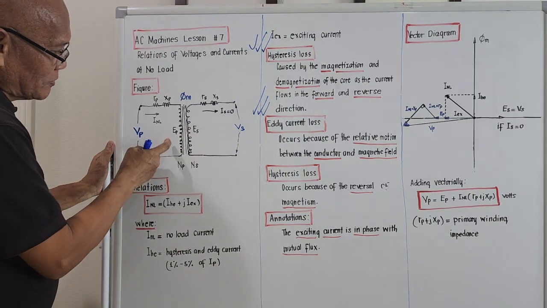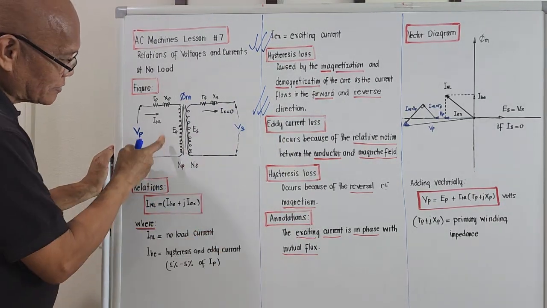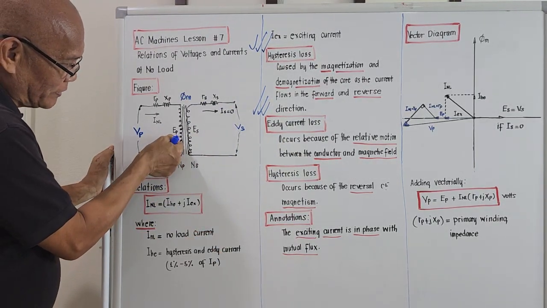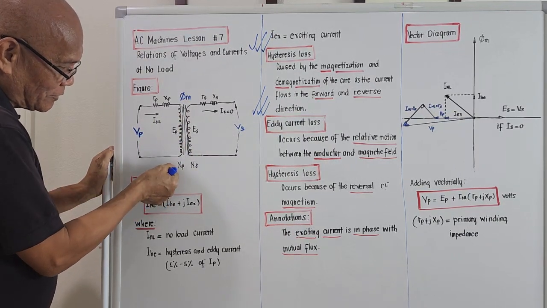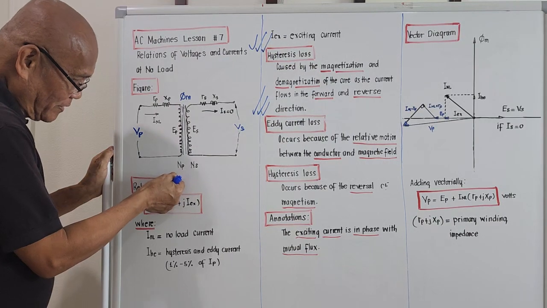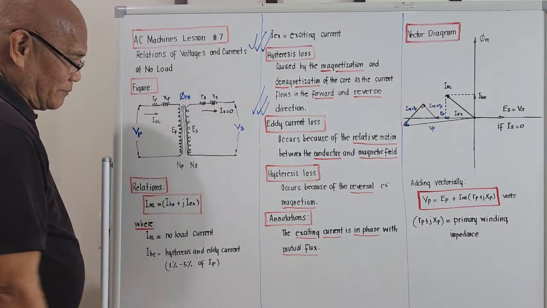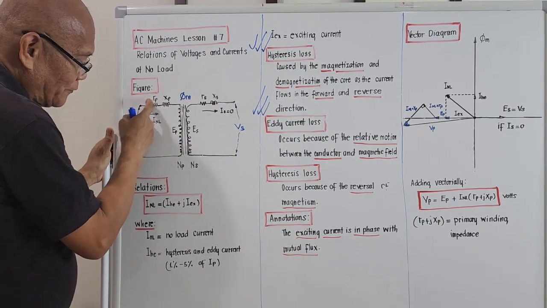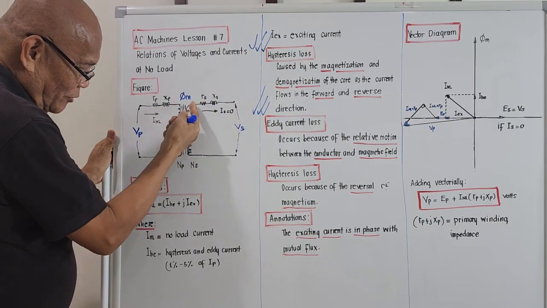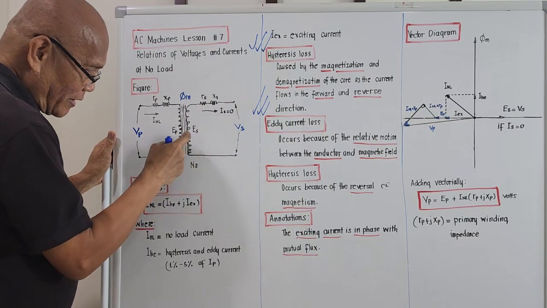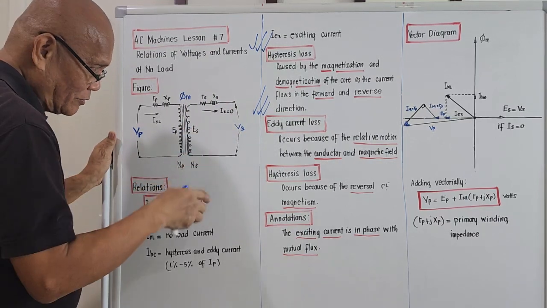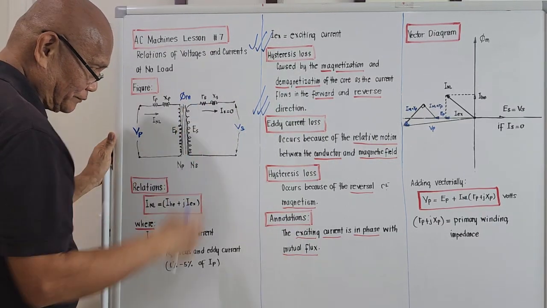The induced voltage on the primary winding is designated as capital letter E with the subscript P, and the total number of turns on the primary will be capital letter N with the subscript P. For the secondary side, it's the same. Instead of RP, it will be RS, because there is also a winding on the secondary, right? So there is also a reactance effect of the winding on the secondary. It should be designated by XS.